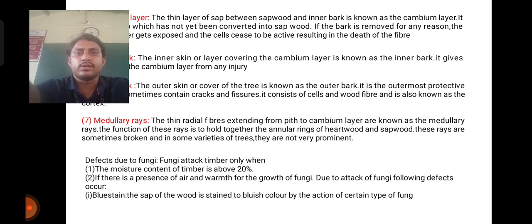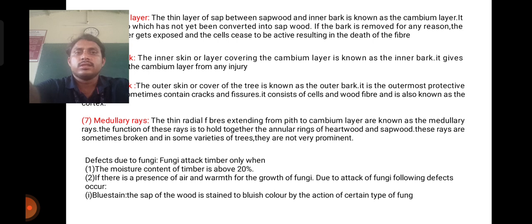The next is medullary rays. The thin radial fibers extending from the pith to the cambium layer are known as medullary rays. The pith is the central portion of the timber structure, and the cambium layer is the outer portion. So they extend from the central portion to the outer portion of the timber structure. That is indicated as medullary rays. So these are some of the components and definitions in timber structures which are involved in wood.